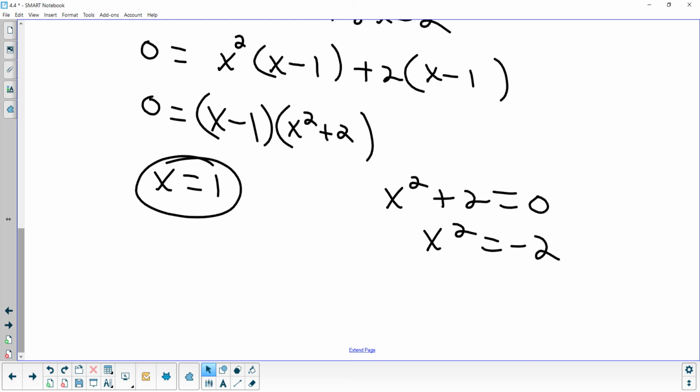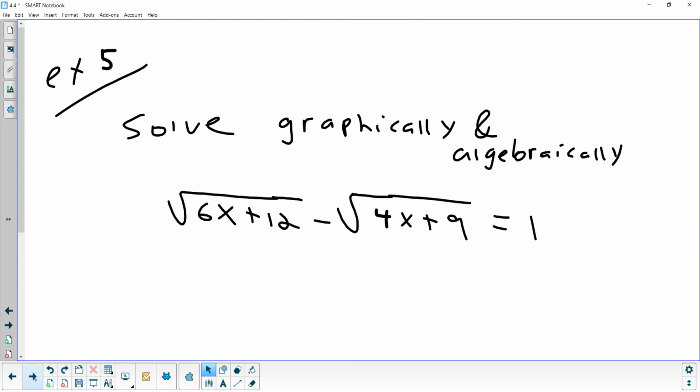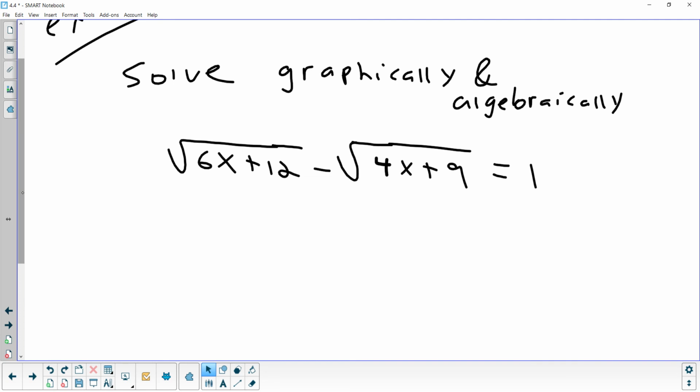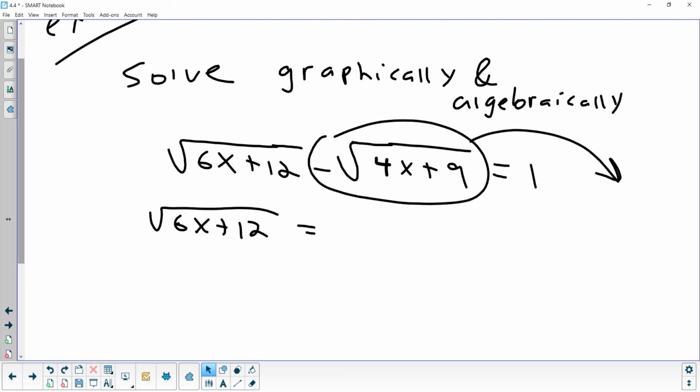All right, and the last one, I'm not going to have time to go through it. I'm just going to show you the first step, and we'll finish it tomorrow. But that was the last one. So this one's a little different because you don't have a radical by itself. I'll show you the first 2 steps. The first step is you have to take one of these roots and put it on the other side. You've got to get one root alone. I think it's easiest to move this over there. If you want to do it a different way, you can.